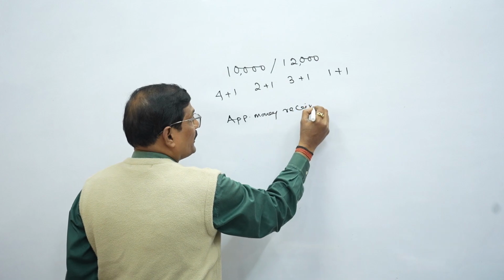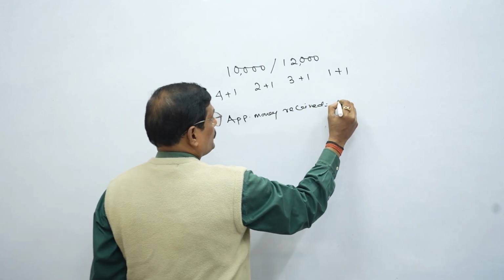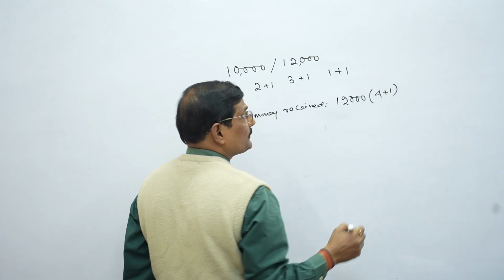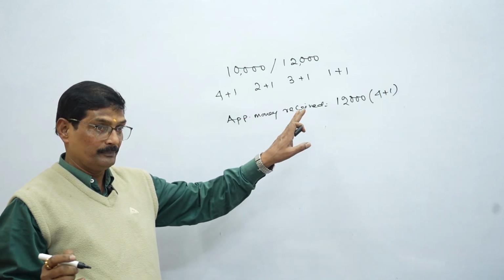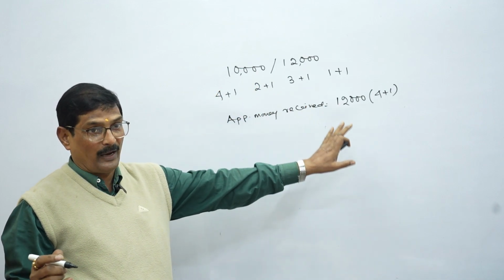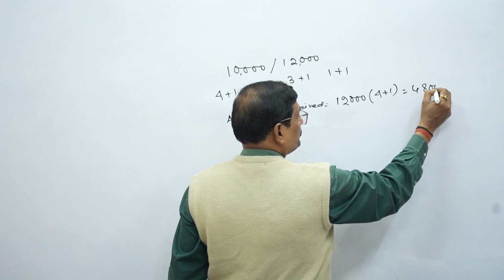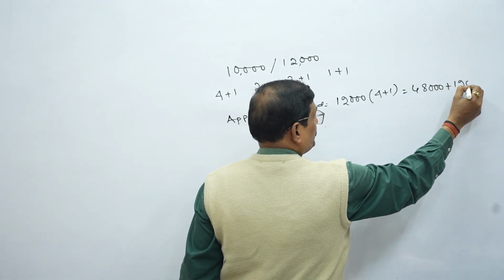Calculation should be very neatly done. It is 12,000 into 4 plus 1. Avoid writing 12,000 into 5 directly. 12,000 into 4 plus 1, that is 48,000 plus 12,000.